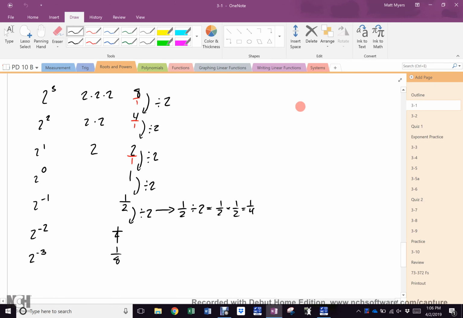Now, ladies and gentlemen, this chart should be all I need to show you to deal with negative exponents. I should be able to stop right now.